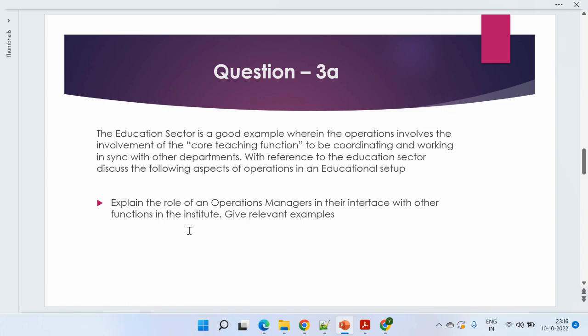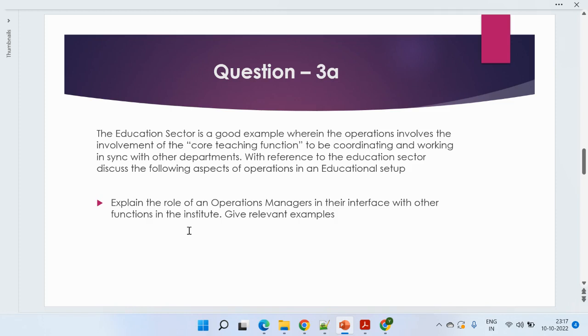So the question is a little bit tricky, because in this we are talking about a teaching institute. If you know the teaching institute, the core function of a teaching institute is they just have the students, they have the faculties, they teach. That's their core business operation. So how do the operation managers come into the picture? So in this case, you need to explain the other things besides the teaching, right?